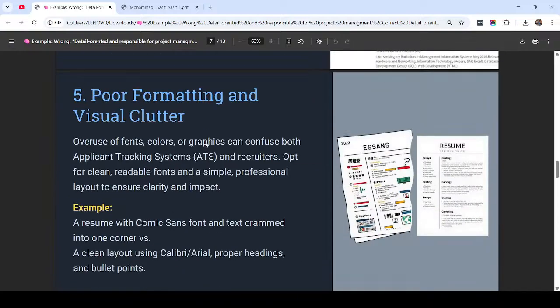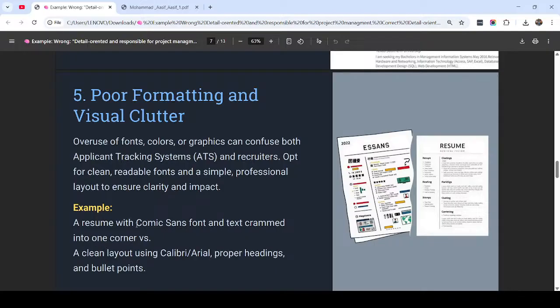Now the next thing is poor formatting and visual clutter. Yes, I have seen this one also. People are using icons and emojis in their resume. Why is it happening? They give a prompt in ChatGPT, ChatGPT sometimes includes emojis, and you just copy and paste the same thing into your resume. Please don't do that. It shows you have not worked on your resume at all. So please check that you don't have emojis, icons, and the like.